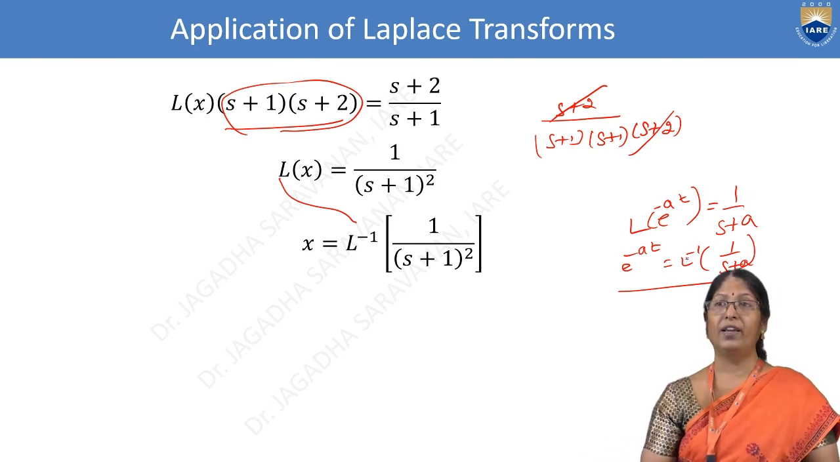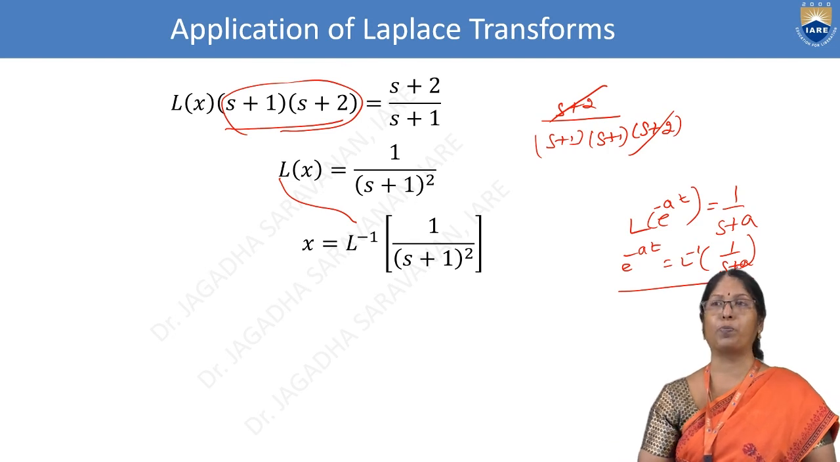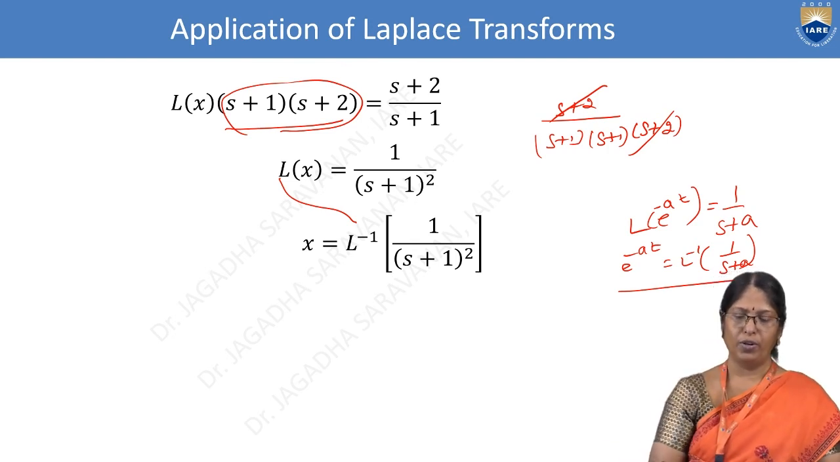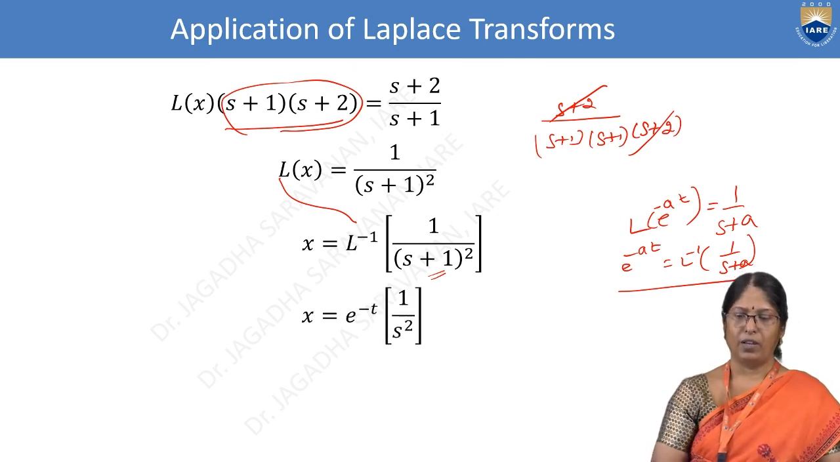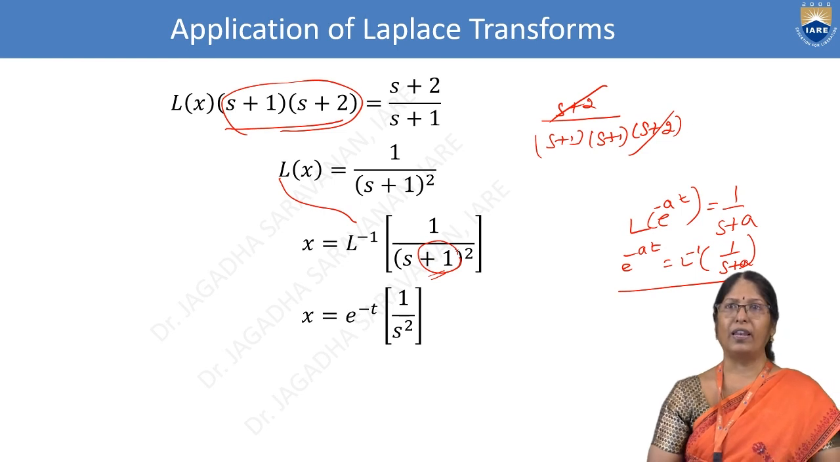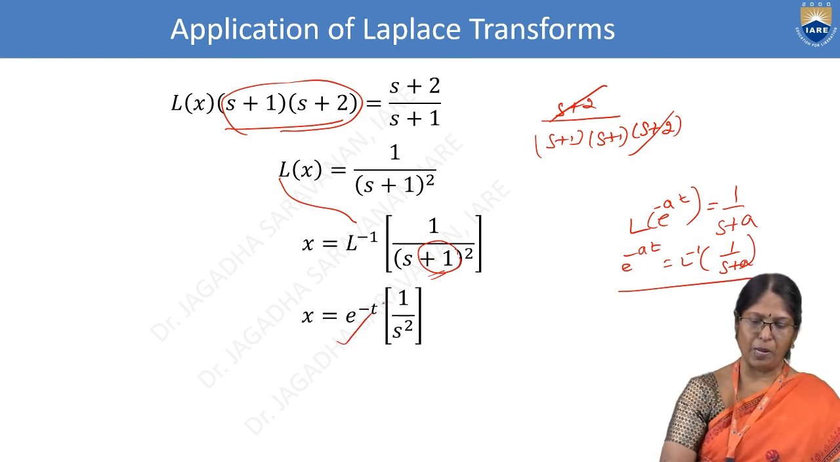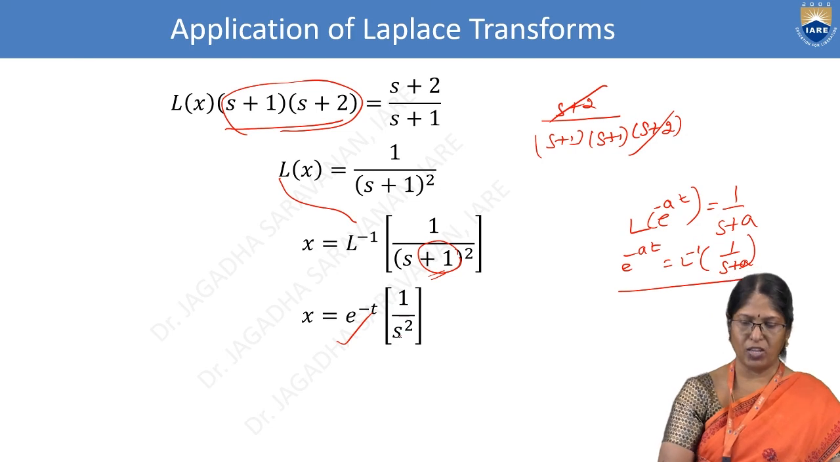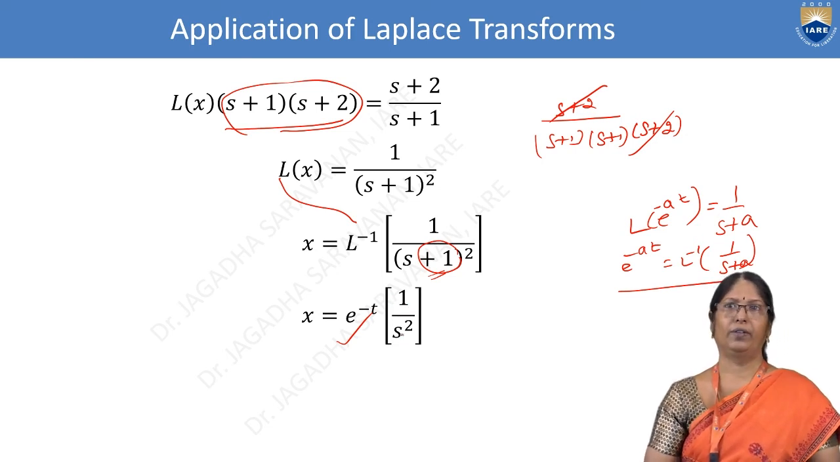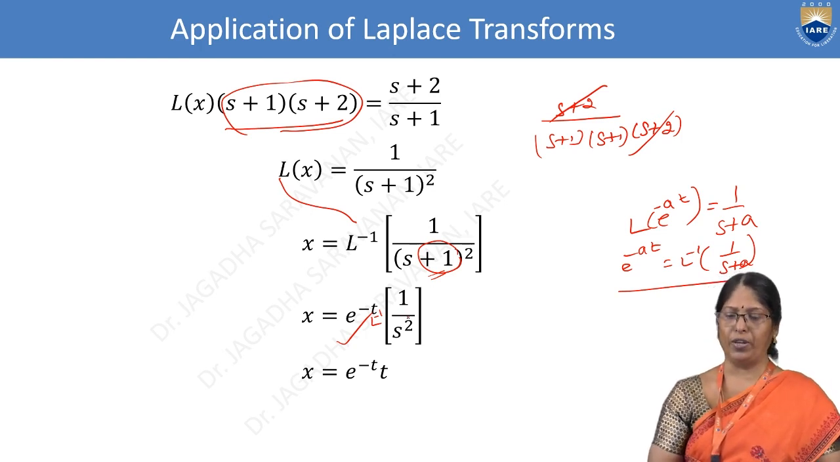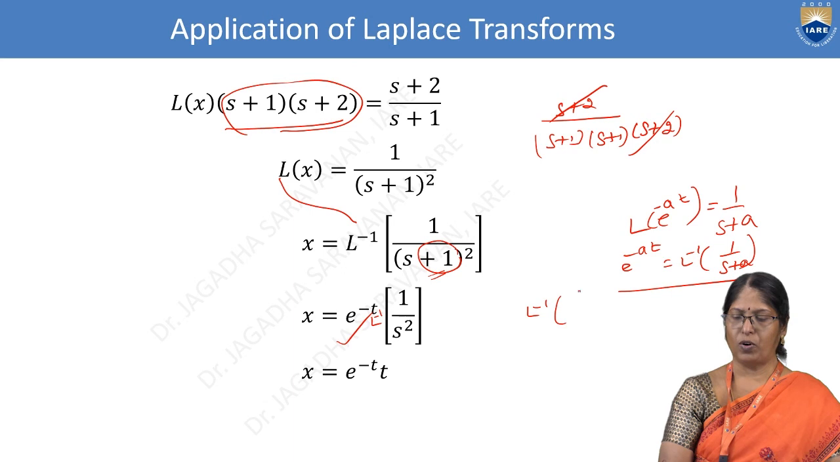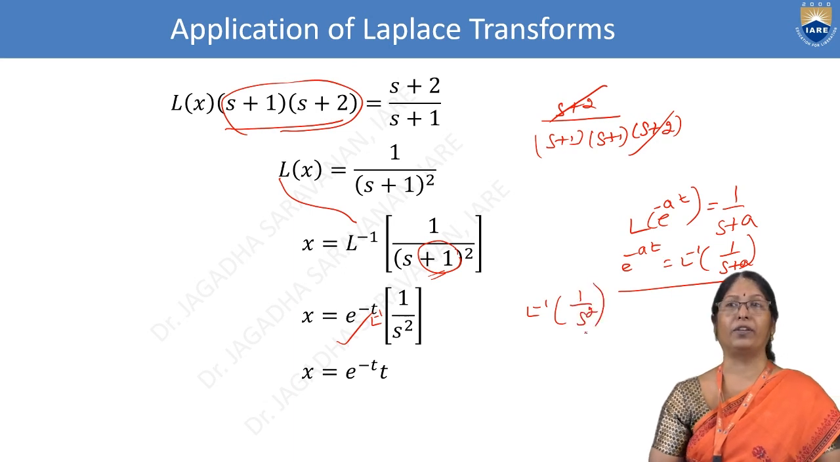L is moving this side, L inverse of 1 by s plus a. So what I am going to do, this plus 1 is there, for that purpose L inverse is nothing but e power minus t. The balance is 1 by s square. Next, e power minus t we want it, here L inverse should be L inverse of 1 by s square. That is, L inverse of 1 by s square we want it.